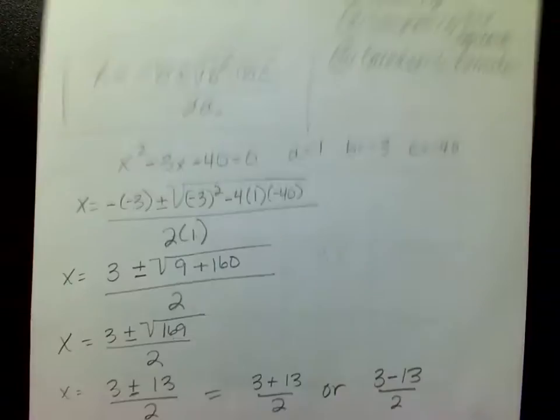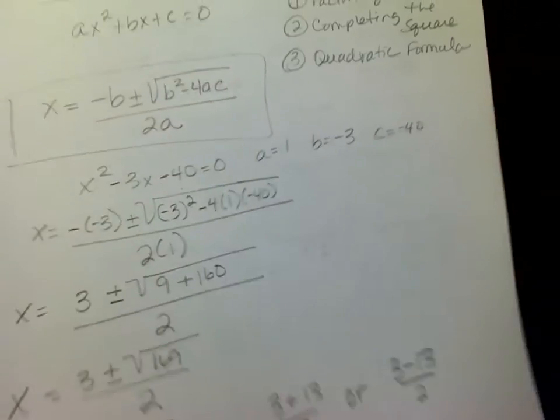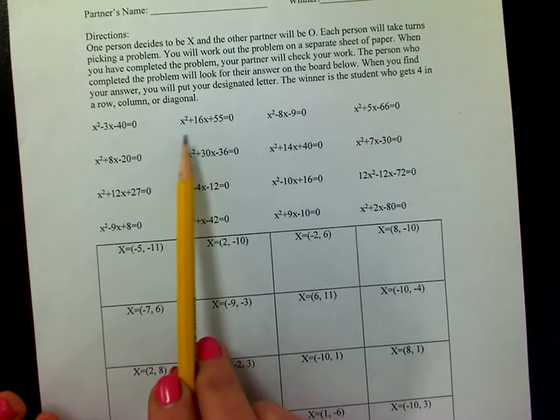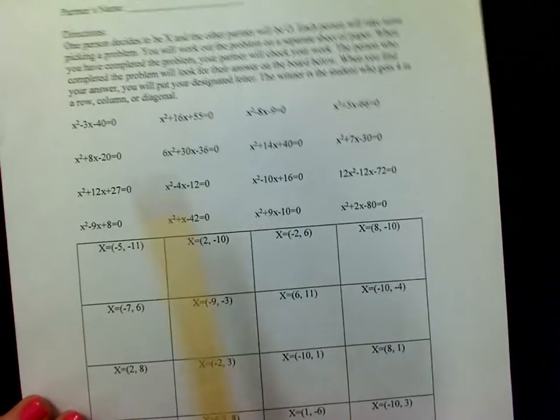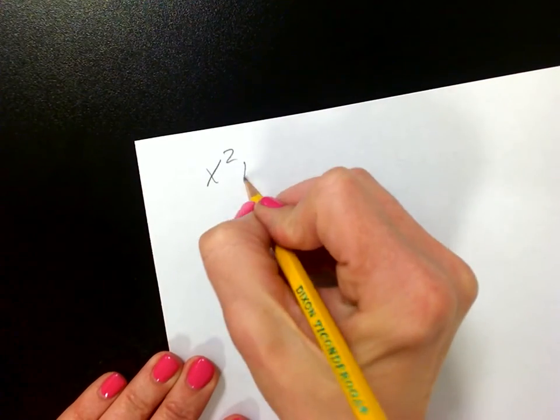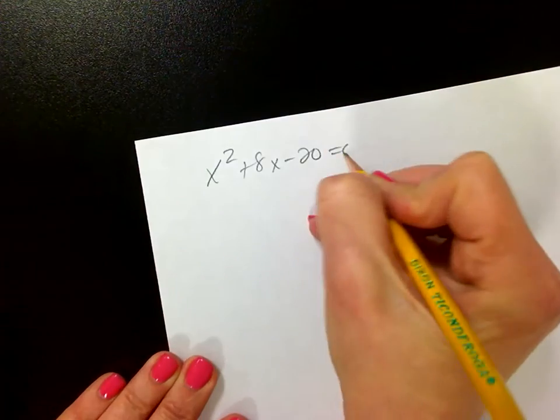Okay, so let's do another one. I'll probably need to do it on this piece of paper. And I'll make a copy of this to scan for the ones who've been absent. I don't know, let's just pick this one. X squared plus 8x minus 20 equals 0.